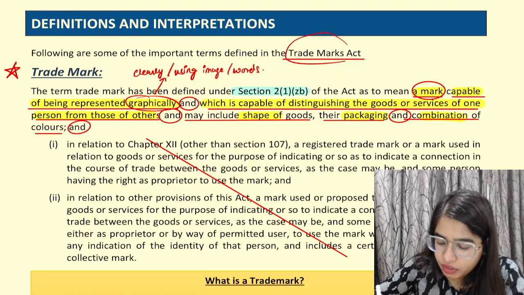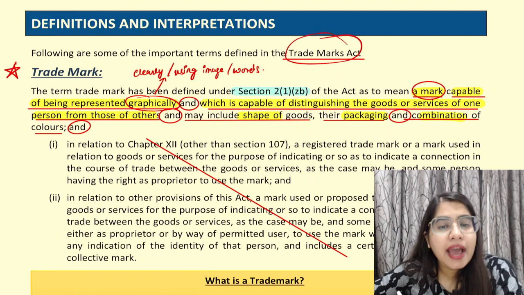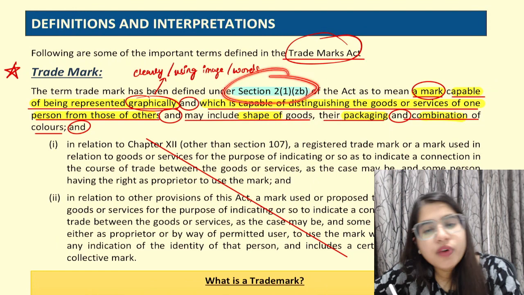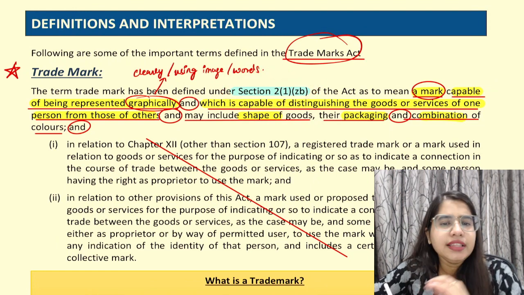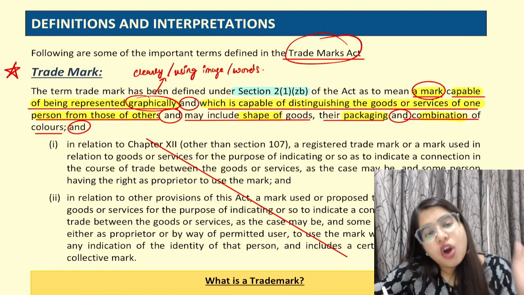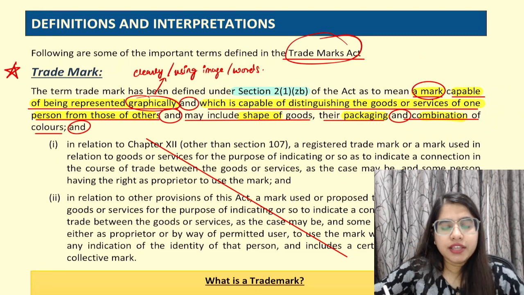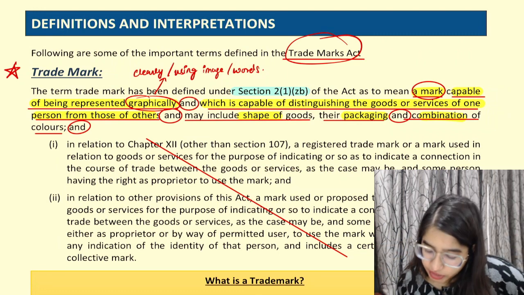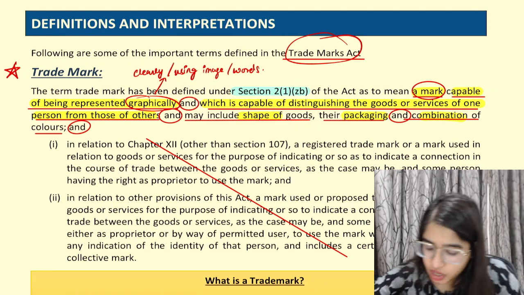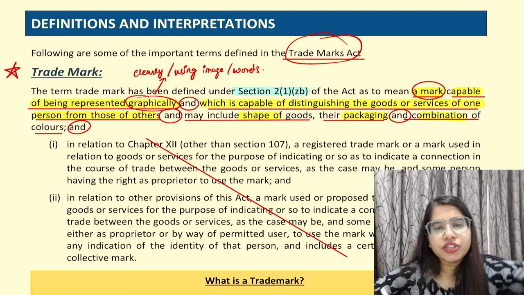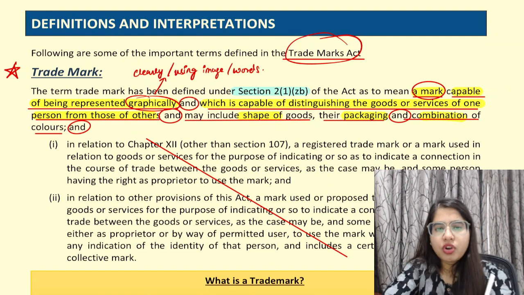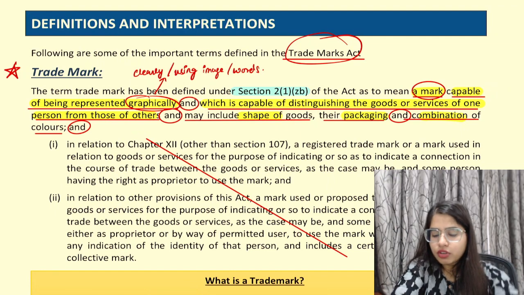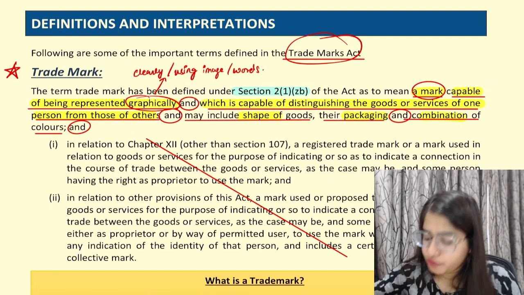So now there's a proper act, Trademark Act, and in section 2(1)(zb), this word trademark is defined. Are we clear with this? So trademark is defined in section 2 clause 1 clause zb. Now what is the meaning of trademark?